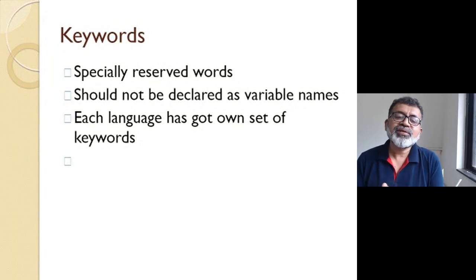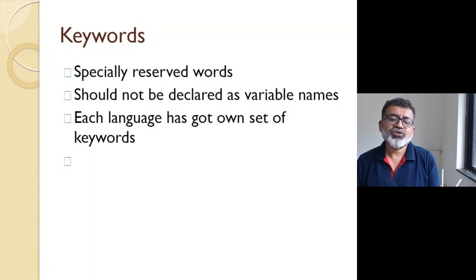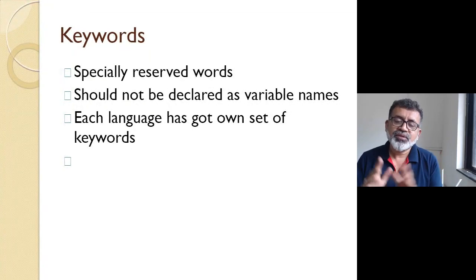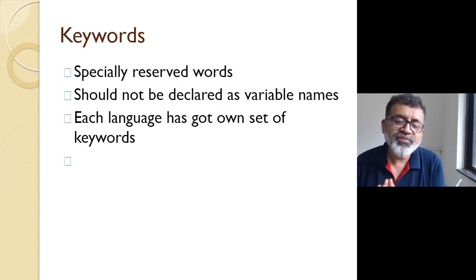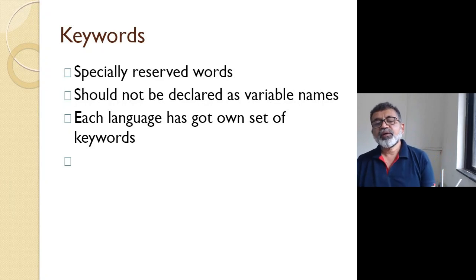As I told, a variable is a named memory location. It can contain alphabets and underscore. Most of this we have already seen. It should not start with a digit. So a variable should not start with a digit. It should be meaningful and cannot contain blank space.